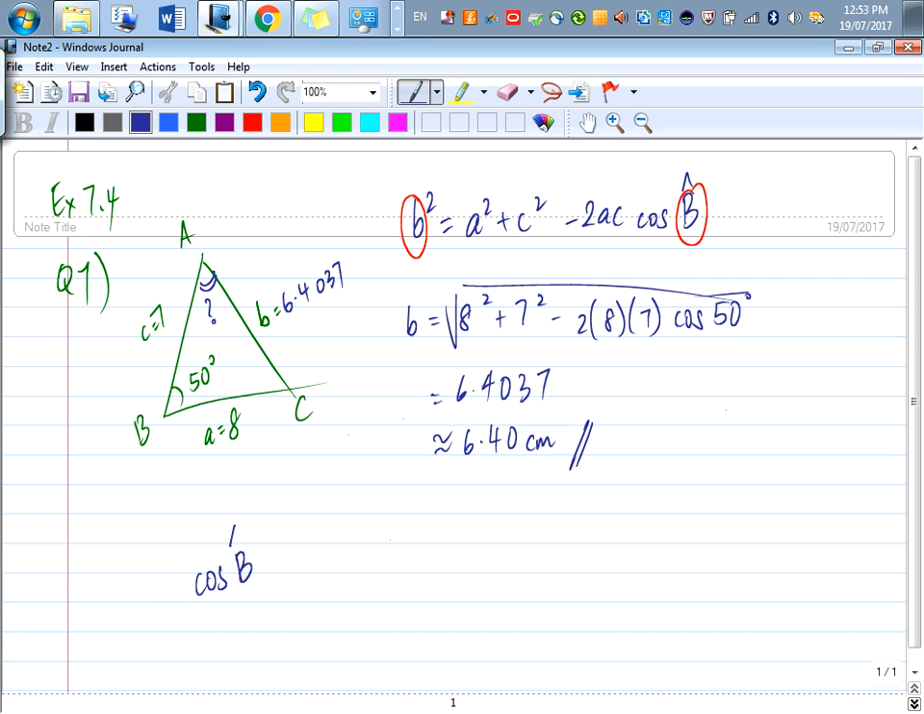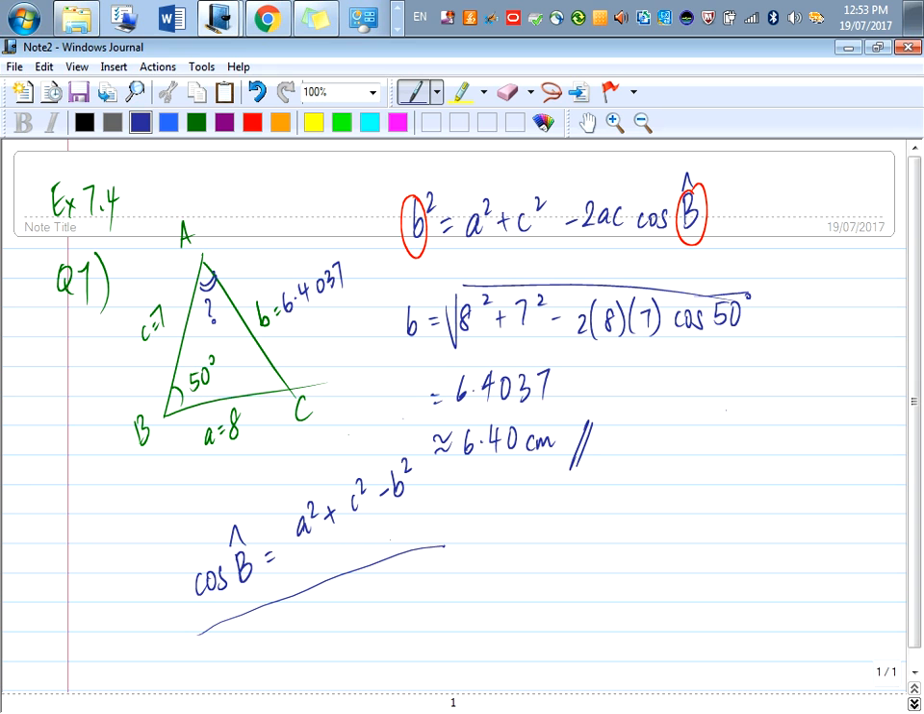Cosine B equals to A square plus minus B square. What? Wrong already. Why wrong? Okay, listen. This is what Yang Kun suggested at the beginning, but before he finished the formula, he told me wrong already. Do you know why?